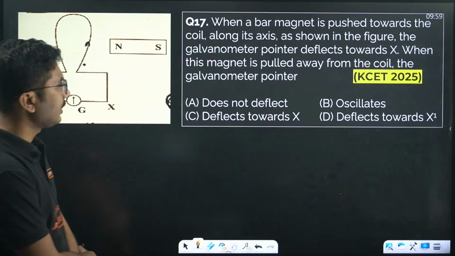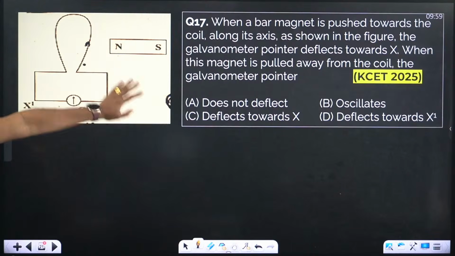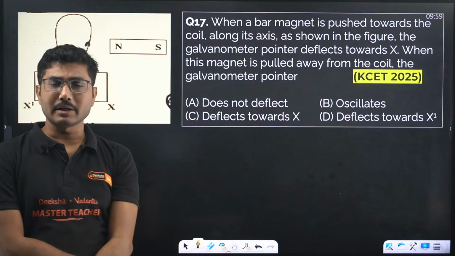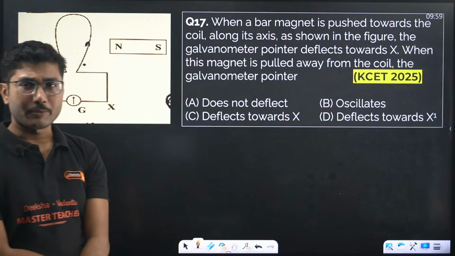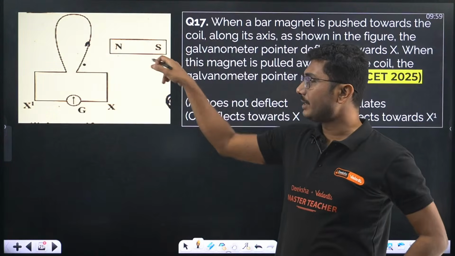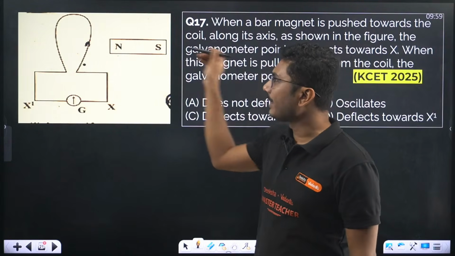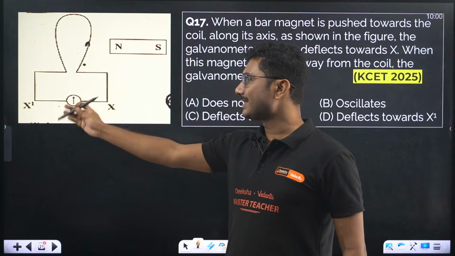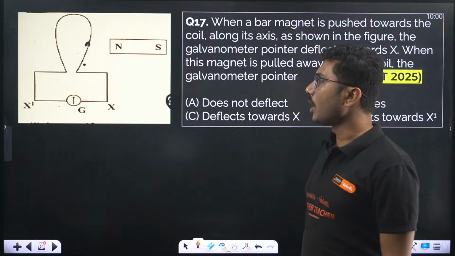Okay, now this question: when a bar magnet is pushed towards the coil along its axis as shown in the figure, the galvanometer pointer deflects towards X. What happens when the magnet is pulled away? First of all, you have a magnet here and a coil over here, basically the coil-magnet experiment. Here you are pushing the magnet towards the coil. What happens? The galvanometer needle deflects towards X. Now when you move it away from the coil, what will happen?